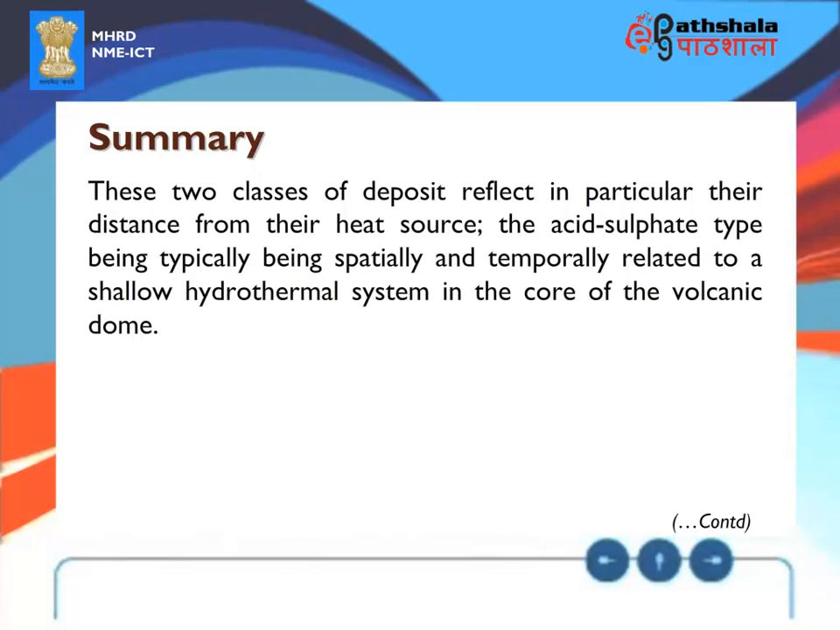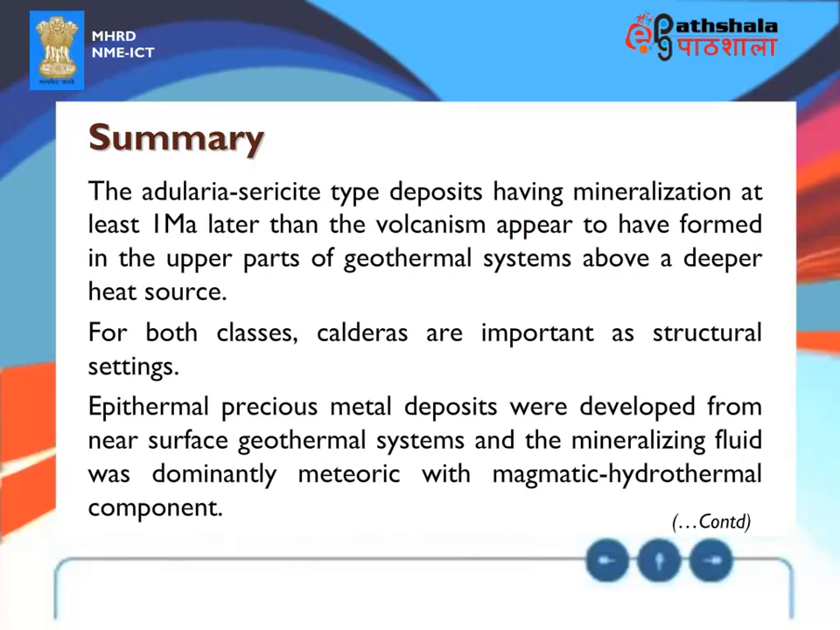These two classes of deposit reflect in particular their distance from their heat source. The acid sulfate type being spatially and temporally related to a shallow hydrothermal system in the core of the volcanic dome. The adularia sericite type deposits having mineralization at least 1 million years later than the volcanism appear to have formed in the upper parts of geothermal systems above a deeper heat source.